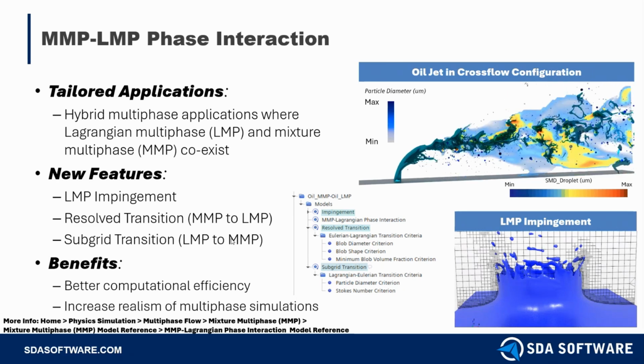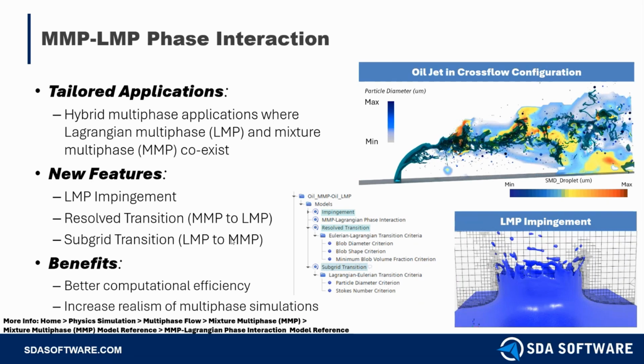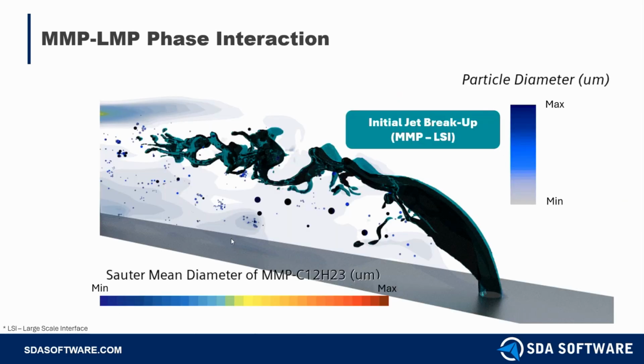So a demo of the oil jet and crossflow configuration is shown on the top right corner. To better understand how these models play a critical role in improving the computational efficiency, we're going to take a closer look at the demo to see how these models are implemented in the first place. So in the oil jet demo, the initial jet breakup is actually resolved using the MMP-LSI model that provides a sharp reconstruction of the free surface.